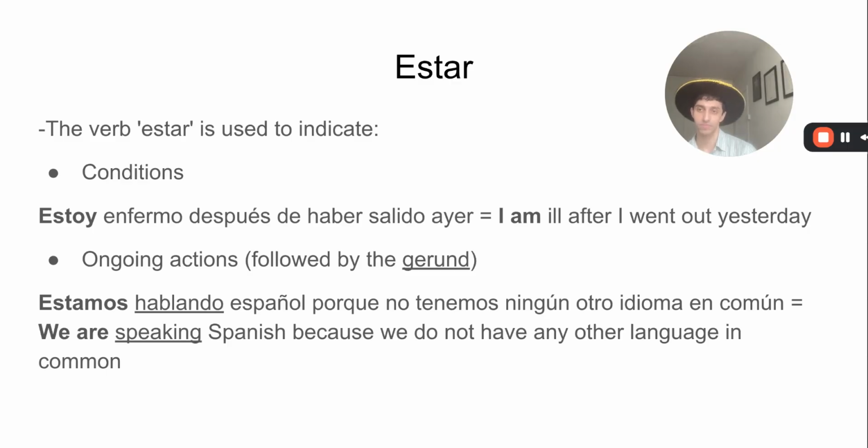Again, conditions are very much temporary. They can fluctuate a lot. You would use estar when expressing them in Spanish.